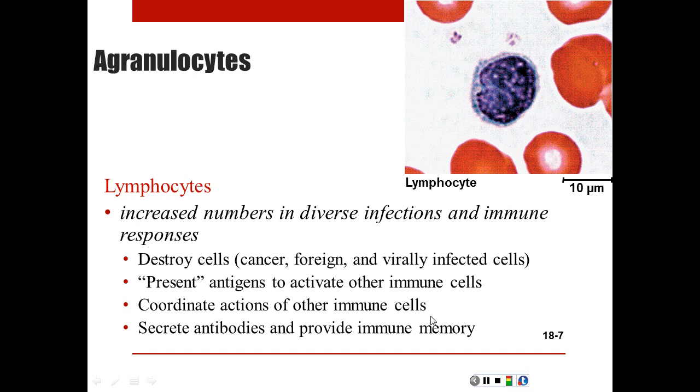Small lymphocytes are sometimes difficult to distinguish from the basophils, but basophils are conspicuously granular and also lack a rim of clear cytoplasm. So this is that clear cytoplasm. Okay. And large lymphocytes are sometimes difficult to distinguish from the monocytes.